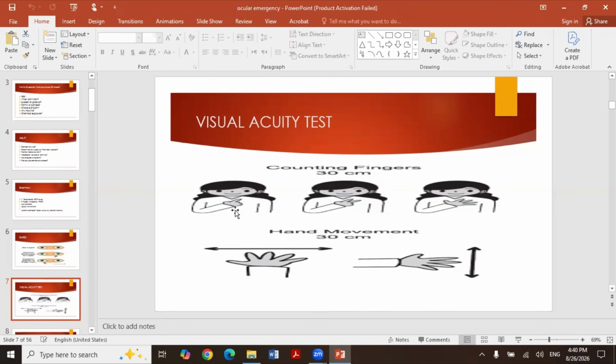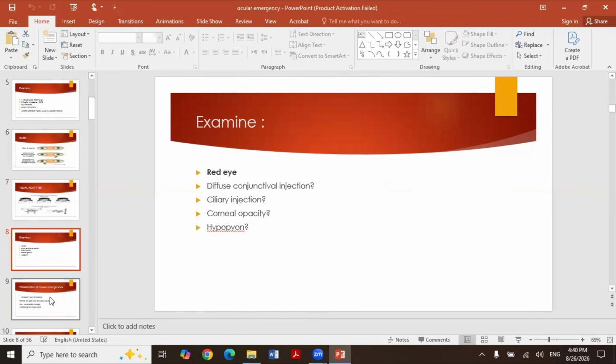Did he see the finger? Yes. How it's loss of vision and he can count fingers at room distance. But if he didn't see the fingers, I will go for the second exam, hand movement, especially at 30 centimeters from the patient. Tell me, is my hand moving or not at all? Okay, this is how we can assess the visual acuity in the emergency room.